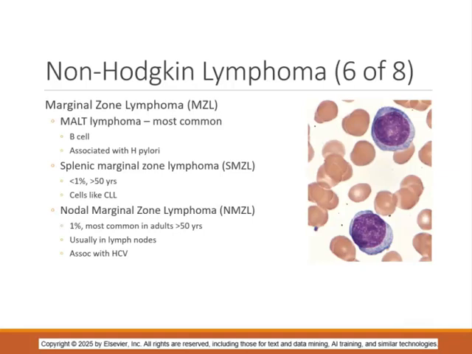The splenic marginal zone lymphoma is very rare. They look like CLL cells, again in an older person. The nodal marginal zone lymphoma is again not that common, still the same age group, but this one is usually associated with hepatitis C virus.